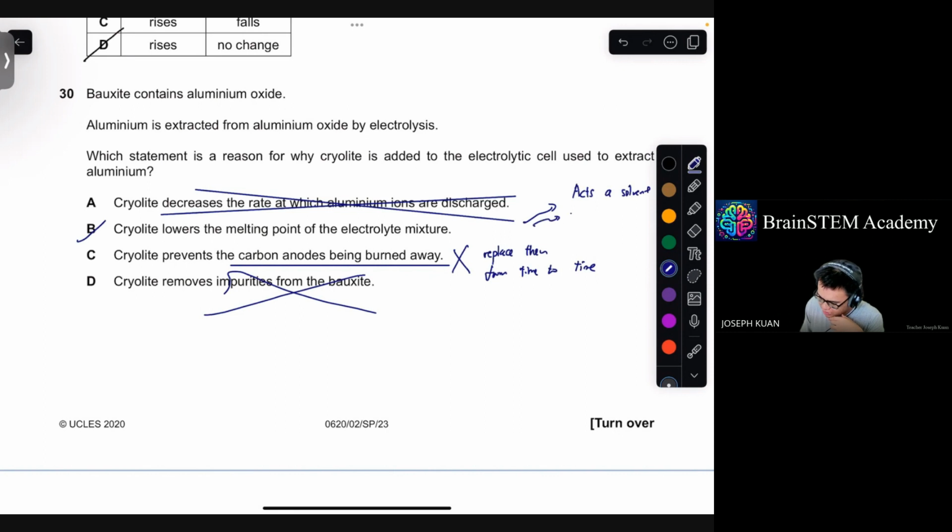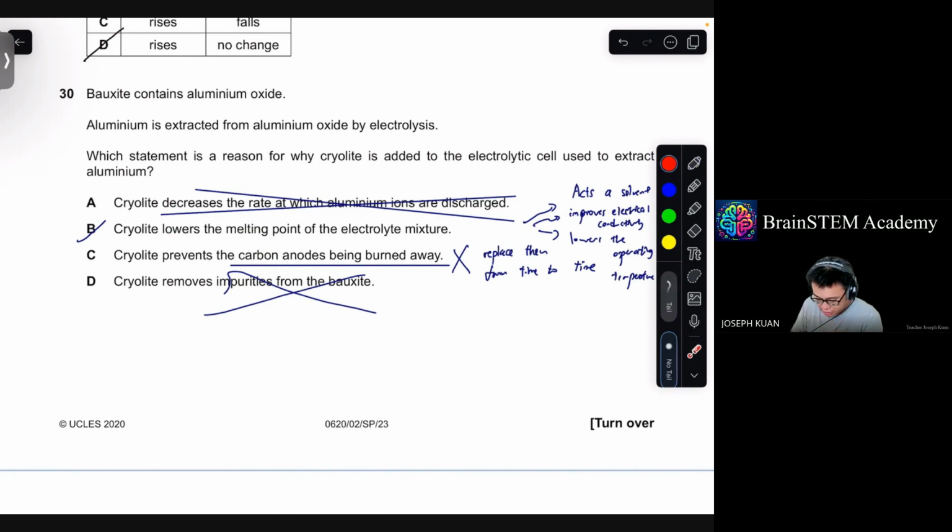It improves electrical conductivity and lowers the operating temperature. If we check back on previous mark schemes from previous years, these 3 are the best answers recommended by the Cambridge Board. So it's better for you to write these answers instead of this. Okay, but we don't have a better option, so let's just pick B anyway.